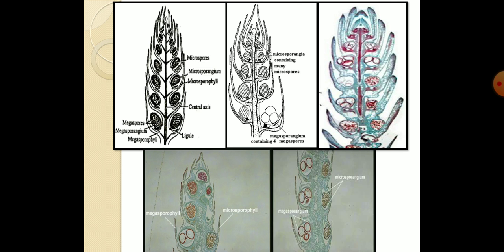These are some pictorial representations of the sporophyll or the strobilus. The base region, which consists of ligules and the central axis, is common. The tip region consists of the microsporangia, and the leaf that protects the microsporangium is called the microsporophyll. Below that we will find the megasporophyll, which bears the megasporangium.